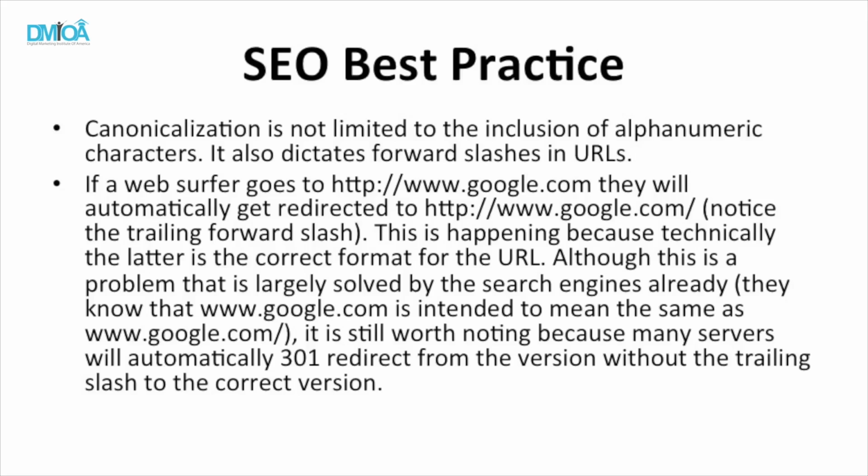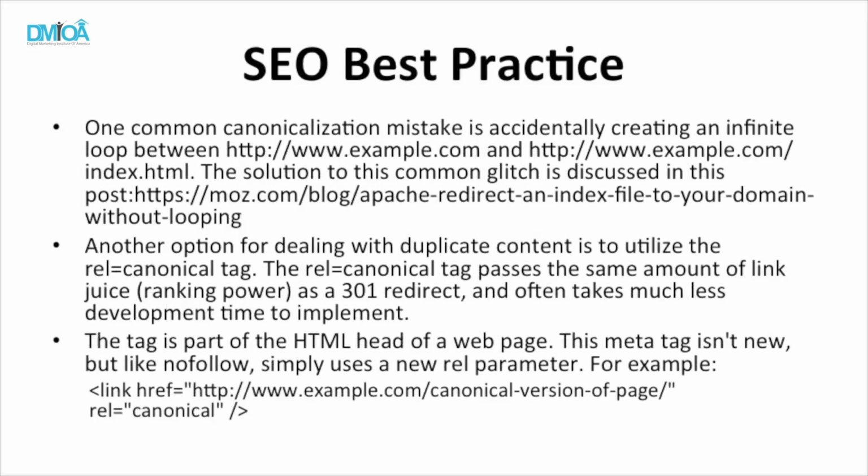Another option for dealing with duplicate content is to utilize the rel equals canonical tag. The rel equals canonical tag passes the same amount of link juice as a 301 redirect and often takes up much less development time to implement. The tag is part of the HTML head of the web page. This meta tag isn't new, but like nofollow simply uses a new rel parameter. This tag tells Bing and Google that the given page should be treated as though it were a copy of the URL, and that all the links and content metrics that the search engines apply should be credited towards the provided URL in the code.